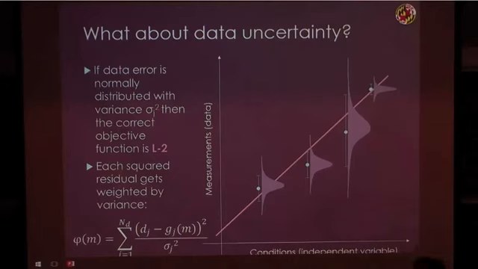When you know for sure that your error is distributed in this normal way, when it's a Gaussian distribution like this, then the correct objective function to use is the L2 misfit function. That is the optimal misfit function when the errors are normally distributed. So what you should do is use this one here, and we have to scale all the residuals by the variance.